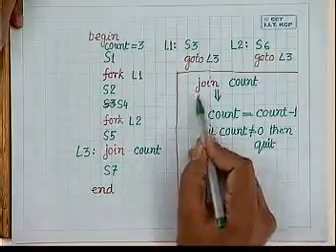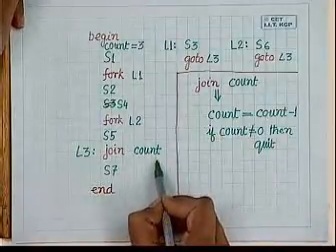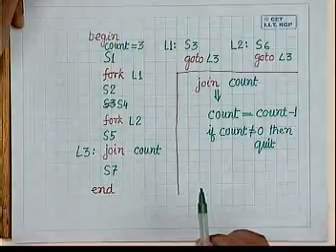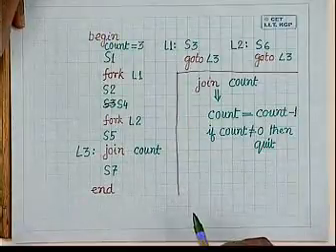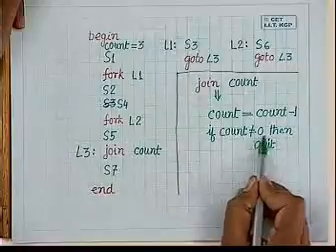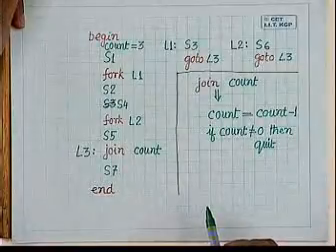Okay. The second process, which executes the join count statement, will again decrement count by 1. So earlier the value of count was 2. It will decrement the value of count by 1, so that it becomes equal to 1, which is again non-zero. So the second process will also be terminated.